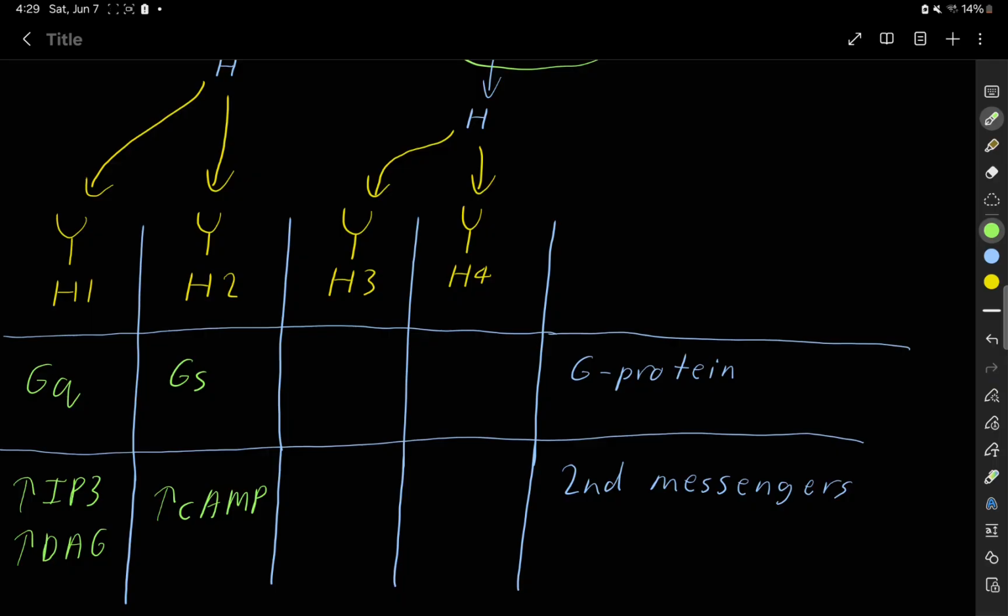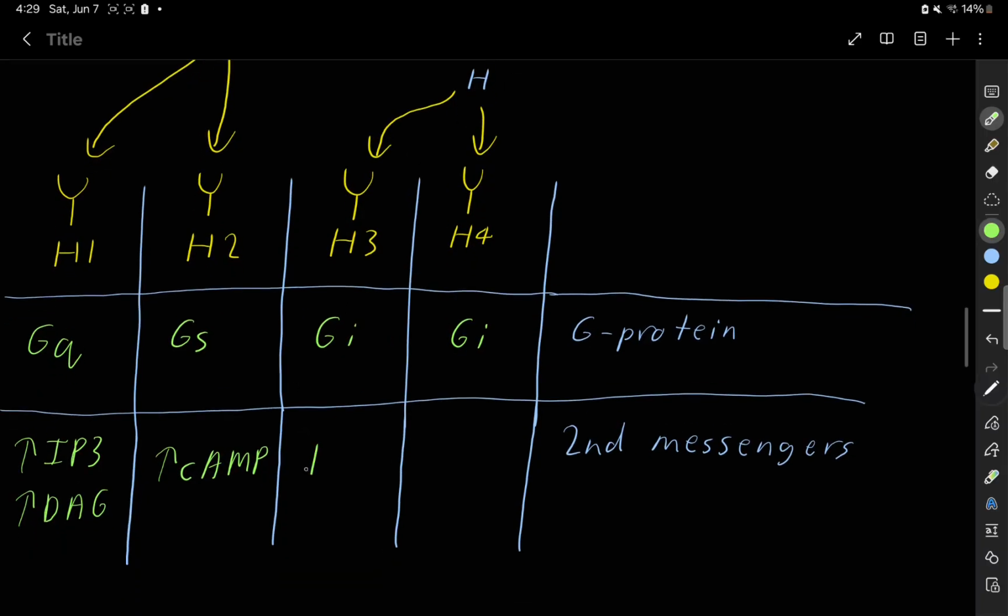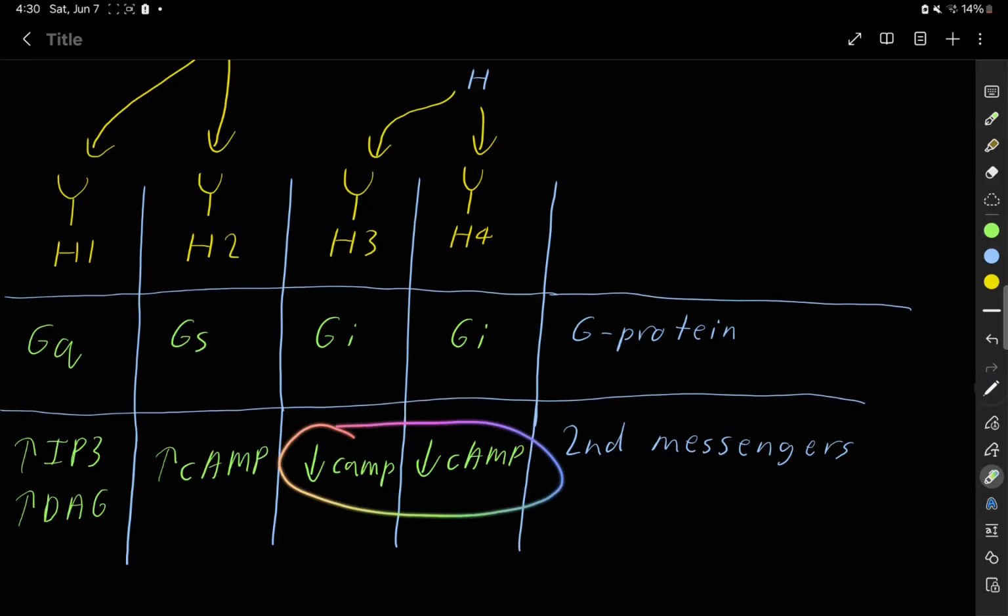Now H3 and H4 histamine receptors are both linked to Gi proteins. And Gi proteins actually lower the production of cAMP. And this may seem counterintuitive because if you're trying to produce a response, why are you lowering the amount of a second messenger? Well, actually, lowering the amount of a second messenger, cAMP, can still have different effects and responses.